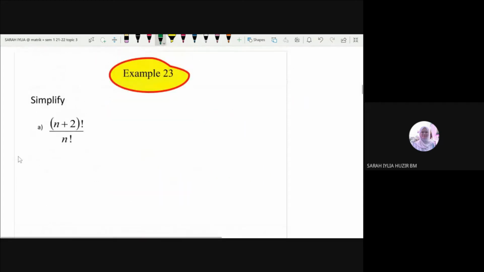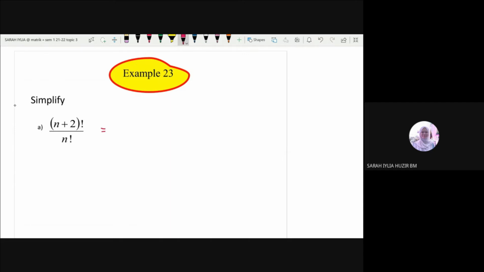Our question involving variable. Macam ni. We have to simplify. Obviously, you cannot use your calculator kan. Awak tak ada nak tekan n dalam calculator awak tu. So, maksudnya kita kena simplify manually. Okay, so first one we have n plus 2 factorial over n factorial. How do we simplify this?